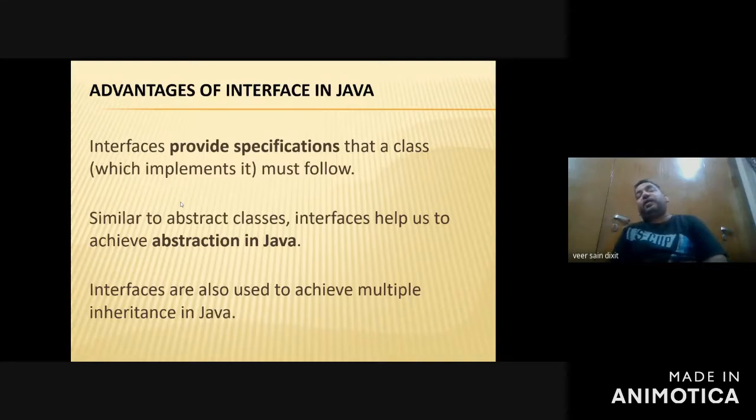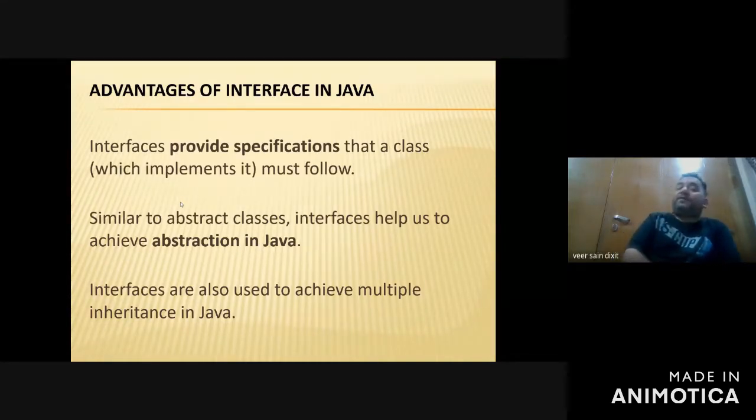Now the question arises: what are the advantages of interfaces in Java? The first thing: interfaces provide specifications that a class which implements it must follow. Here specifications means what is the name of the method, what are the arguments, what are the data types of those arguments, and what is the return type of that method. In complete form, that is known as specifications. So interfaces provide specifications that a class which implements it must follow.